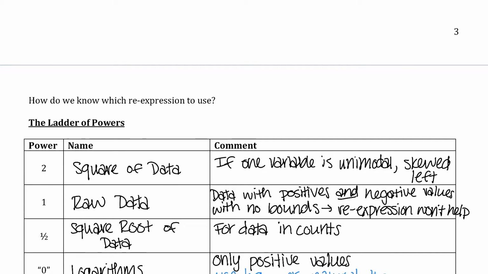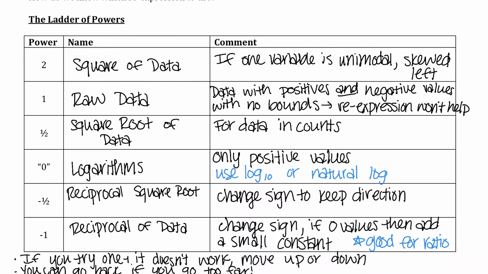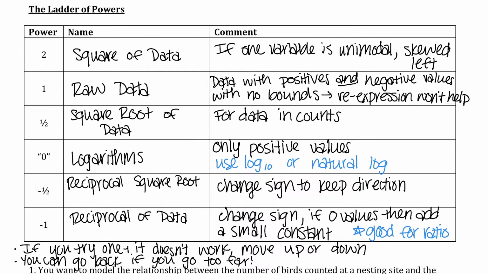So how do you know which re-expression to use? Well, here's a table with a lot of good information. I'll run through it with you. But this is called the ladder of powers. And basically you're going to start at the raw data part, and you're going to go through either up the ladder or down the ladder, trying different re-expressions until you find one where your scatter plot looks straight enough. All right? And your residual plot looks good too.